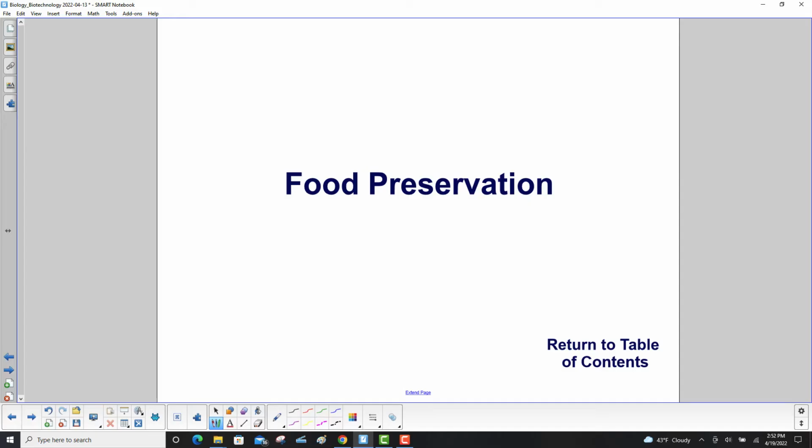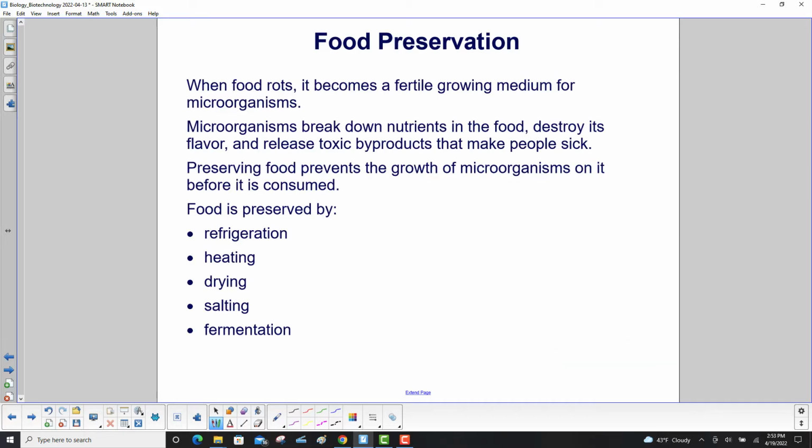Food preservation. When food rots, it becomes a fertile growing medium for microorganisms. The microorganisms break down the nutrients in the food, destroy its flavor, and release toxic byproducts that make people sick. Preserving food prevents the growth of microorganisms on it before it is consumed. It is preserved by refrigeration, heating, drying, salting, and fermentation, all different methods.